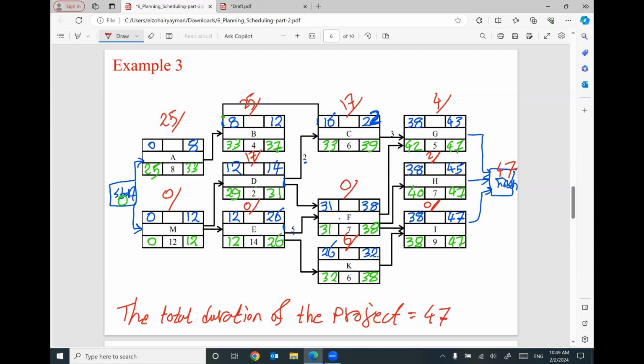Be careful about the critical activities. This one is critical. This one is critical. This one is critical activity. This one is critical.